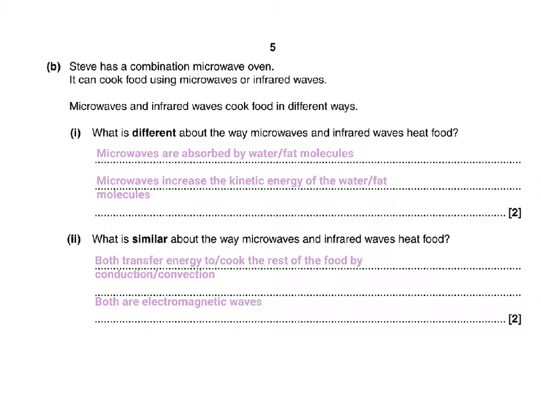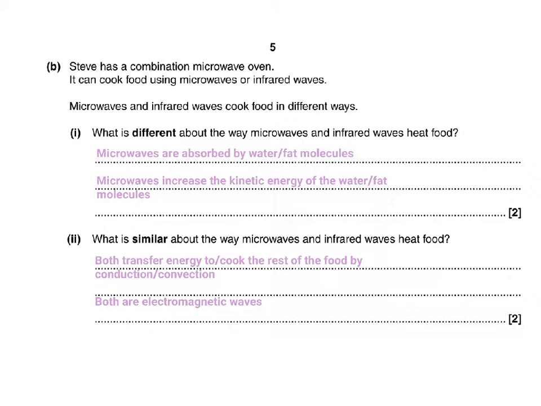Question 2 then continues. Steve has a combination microwave oven. It can cook food using microwaves or infrared waves. Microwaves and infrared waves cook food in different ways. What is different about the way microwaves and infrared waves heat food?